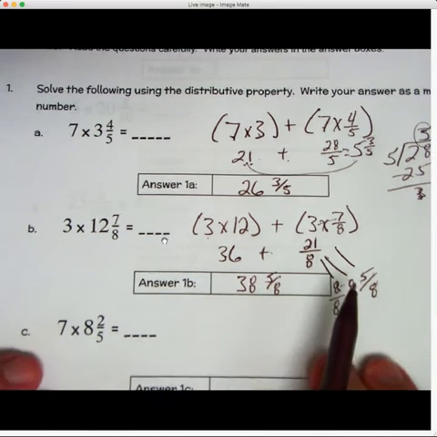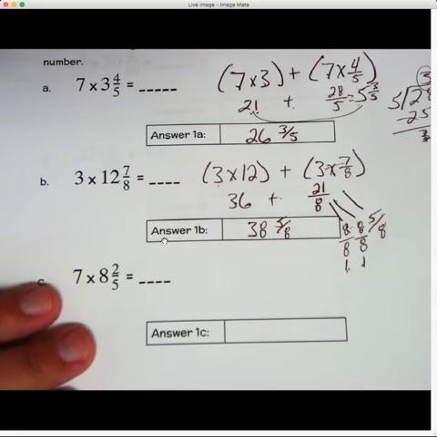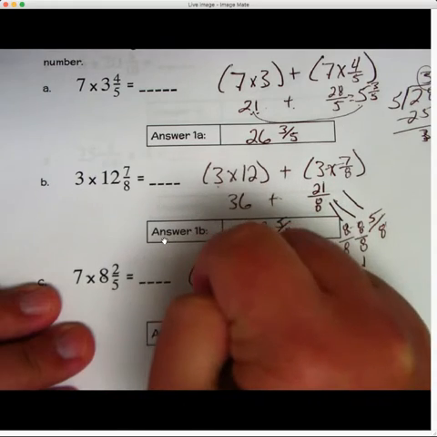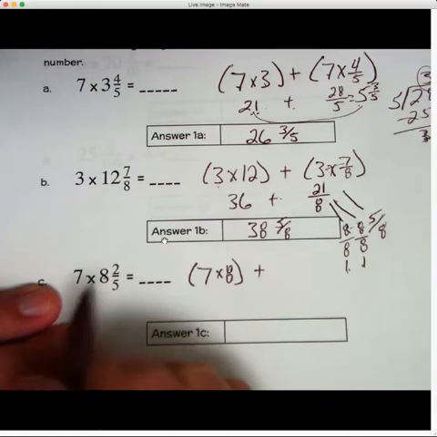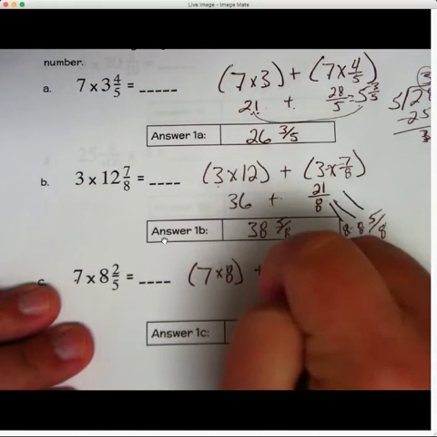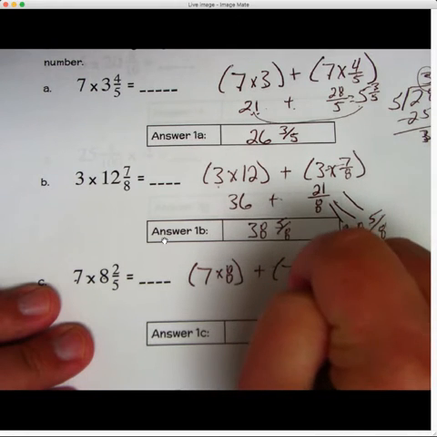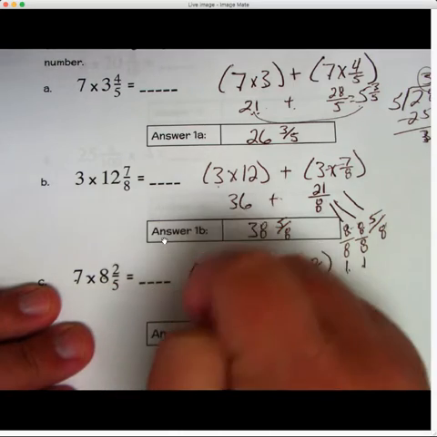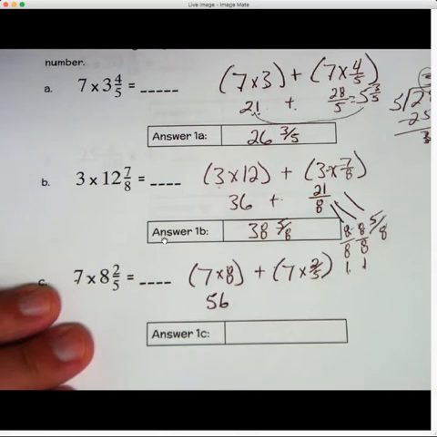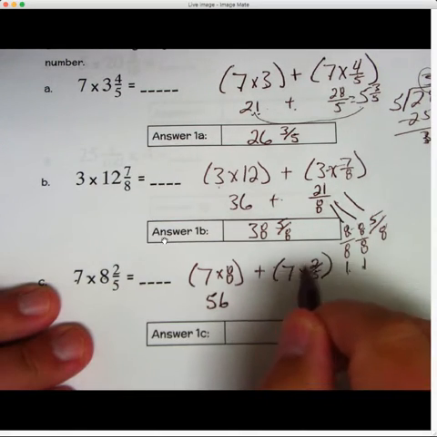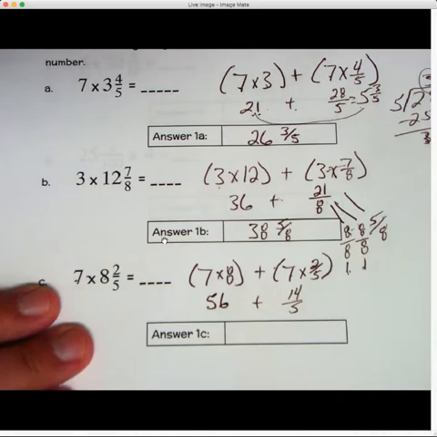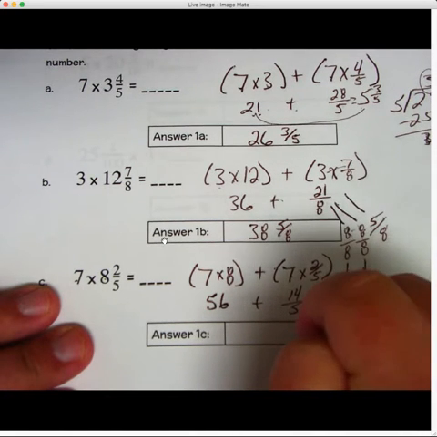All right, next problem. 7 times 8 and 2/5 is the same thing as 7 times 8 plus 7 times 2/5. Okay, let's find these answers. 7 times 8 is 56. 7 times 2/5, 7 times 2 is 14/5. You want to divide or decompose? Either one you want to do. I'm going to decompose this one again.